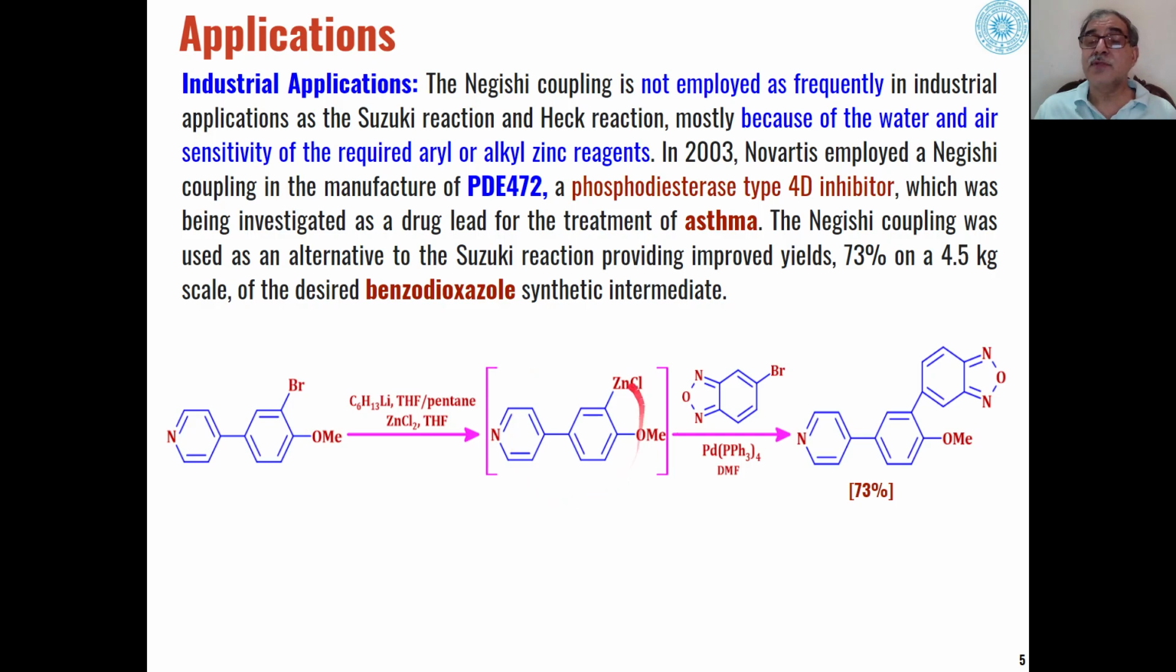And then this organozinc compound reacts with this benzodioxazoyl bromide, zinc chloride from here, bromide from here. They are eliminated, and there will be formation of a carbon-carbon bond at this carbon and this carbon. And we will get this type of benzodioxazole derivative in 73% yield on a 4.5 kg scale in the industry. So this is also a very important reaction under Negishi conditions.